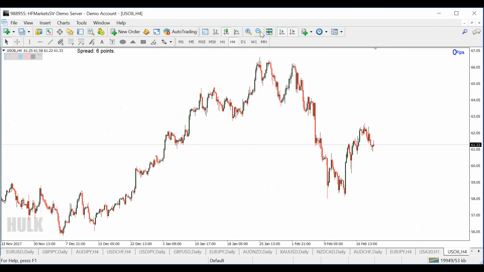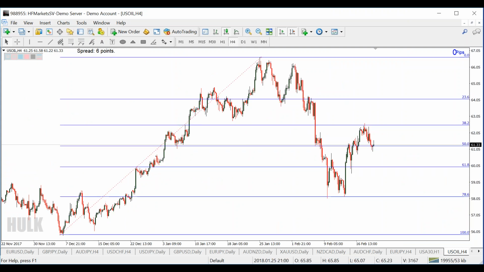Let's say we talk about H4. If I don't use SNR, here, it rejects 78.6 nicely. Okay, but look to the left. This is the resistance become support. That's why it rejects here.